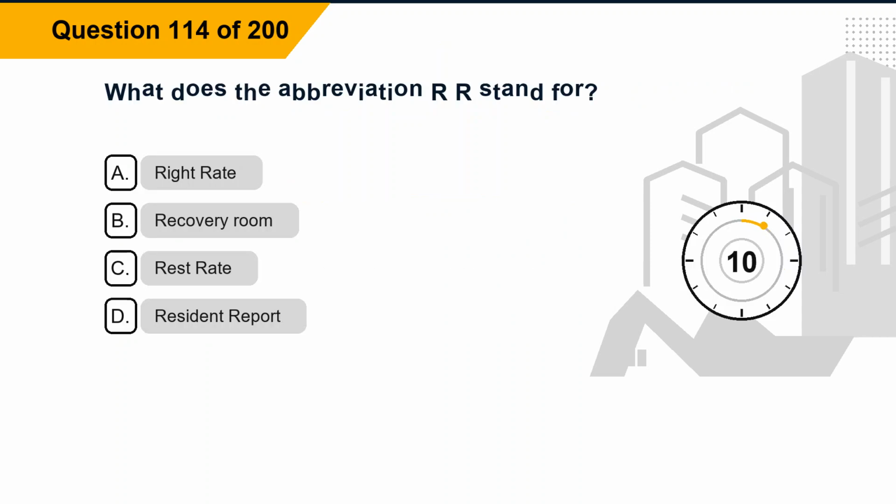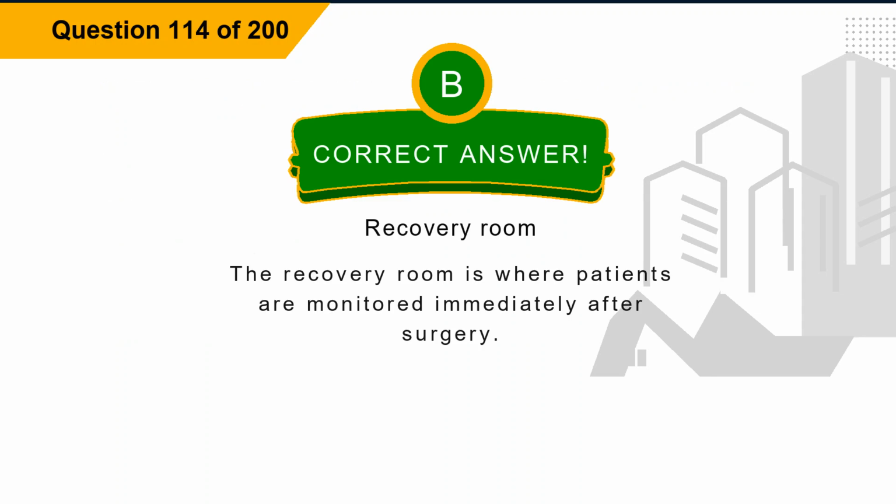Question 114. What does the abbreviation RR stand for? Option A, right rate. Option B, recovery room. Option C, rest rate. Option D, resident report. The correct answer is option B, recovery room. Explanation. The recovery room is where patients are monitored immediately after surgery.